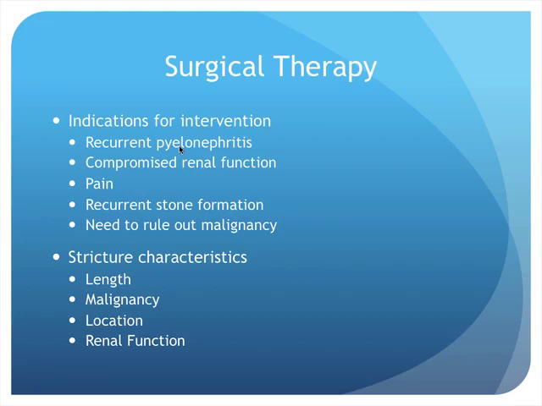So indications for intervention include recurrent pyelonephritis, compromised renal function, pain, recurrent stone formation, and also the need to rule out malignancy. Stricture characteristics which are important when choosing your treatment modality include length of the stricture, malignancy, location, and again, renal function.